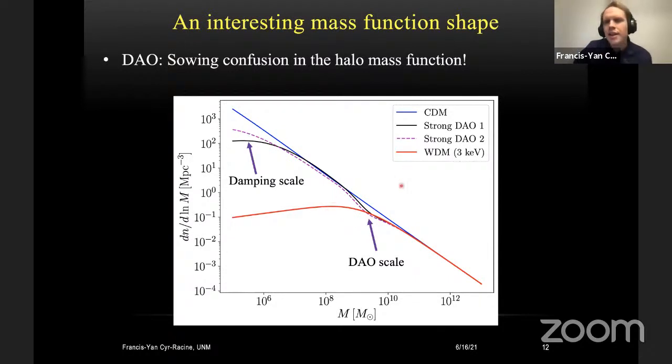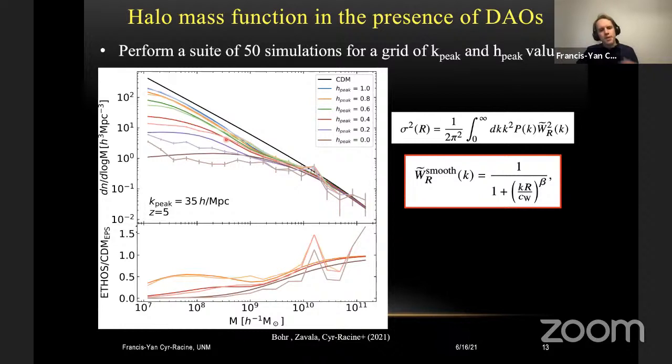And in these other lines here, I'm illustrating these ideas I just introduced to you in terms of DAOs and what these mass functions actually look like. And it's kind of interesting in the sense that they have a very different shape than either, say, CDM or warm dark matter. They tend to deviate from CDM, like warm dark matter, but then they turn over and start tracking CDM, or being close to CDM, for a while before eventually getting damped. So this is a behavior that's very different from what we've seen before.